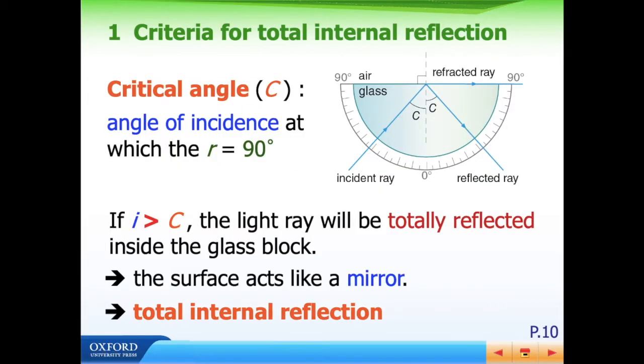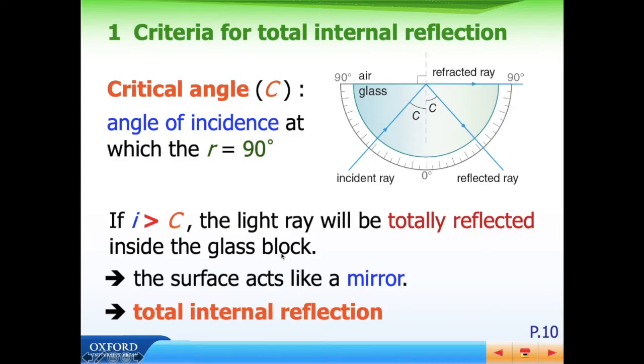Let us then define critical angle. The critical angle, C, is simply the angle of incidence at which the angle of refraction is equal to 90 degrees. You can see here, this is our critical angle, C, and you have this refracted ray, the angle of refraction is around 90 degrees. If the angle of incidence, with respect to the normal, is greater than C, the critical angle, the light ray will be totally reflected inside the glass block.